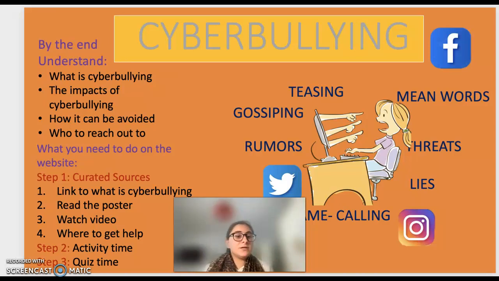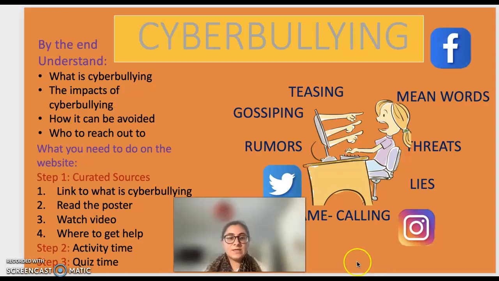Step 2 is activity time. Activity time is basically just to see what you understand about cyberbullying. So you click on the website onto the activity. There are questions and answers. I want you to put the questions in a line, and then what you think is the correct answer, I want you to attach it to the question. Once you attach it to the question, it will look like a sticky tape has been stuck to it.